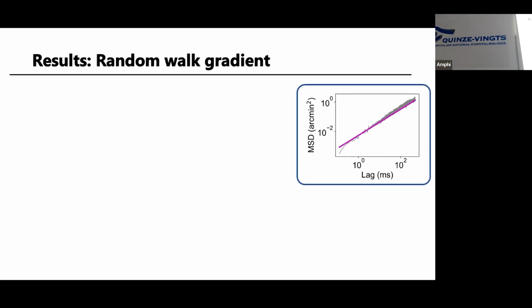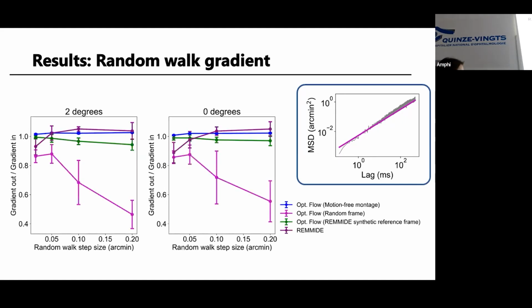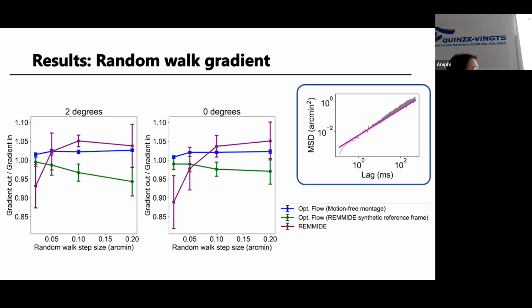And then finally, the random walk parameter. So how well does it fit to a straight line, and a straight line with a gradient of 1? So again, for the random frame, as you increase the step size, the gradient starts to change dramatically. So you might infer that it's not actually behaving like a random walk anymore. And the two using the remedy synthetic frame both perform very well in terms of reconstructing a gradient of approximately 1.